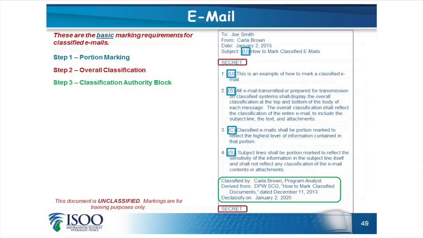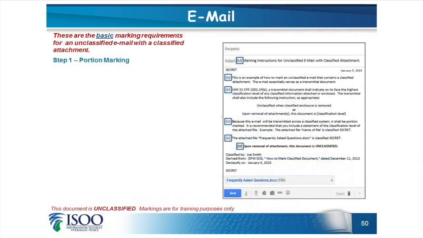the declassification instructions. There are times when your email is basically a transmittal document for a classified attachment. You are still required to portion mark the email because everything that resides on a classified system must be appropriately marked. But you should also include the statement, "Upon removal of attachment, this document is unclassified." Here's where we add the overall classification. In this case, because the email itself is unclassified, the overall classification is based on the classification of the attachment.